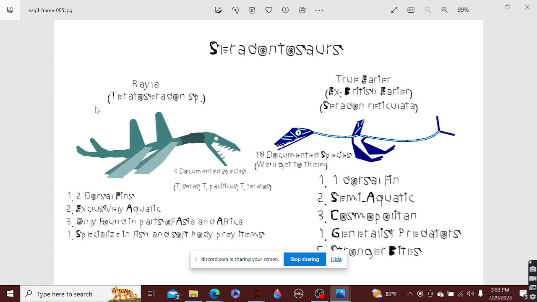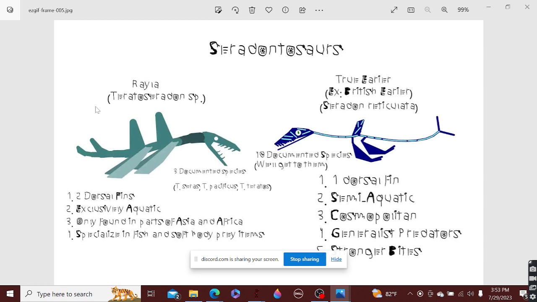A good way to tell the difference between the two is that the Raylas belong to the genus Teratoceratodon, which means, I think, monstrous late tooth, which must be one heck of a toothache if it happened to you in real life. I probably would. Oh goodness, you jump scared me. With only 3 documented species: Teratoceratodon cerus, Teratoceratodon pacificus, and Teratoceratodon teratos.